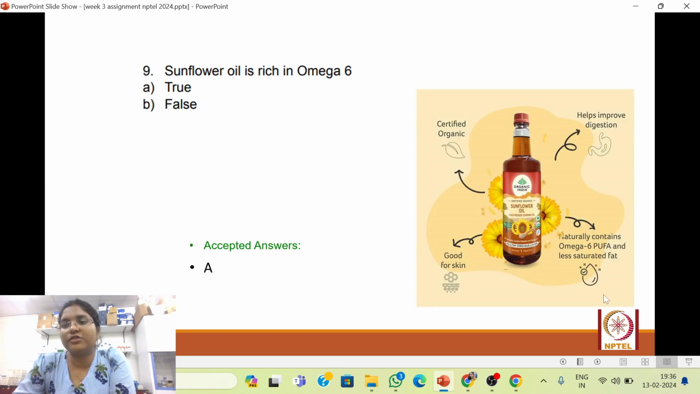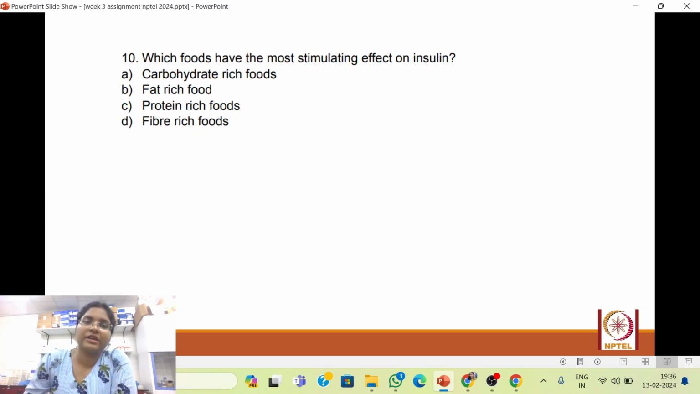Here you can see sunflower oil naturally contains omega 6 PUFA and less saturated fats. It improves digestion, is certified organic, and is good for skin as well. It has many benefits. Right? We move on to the next question. Which foods have the most stimulating effect on insulin? We have already discussed this answer, but let's see how focused you were when we were discussing the explanation. Carbohydrate rich foods, fat rich foods, protein rich foods, and fiber rich foods.